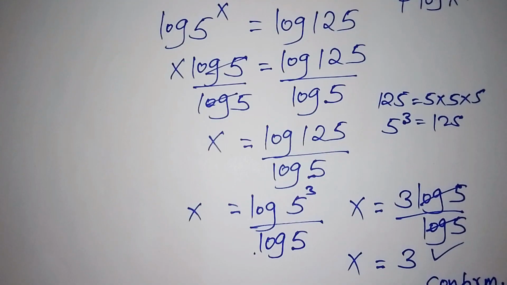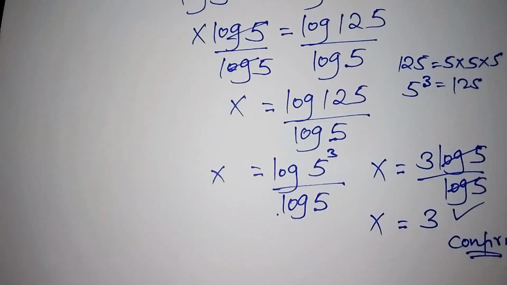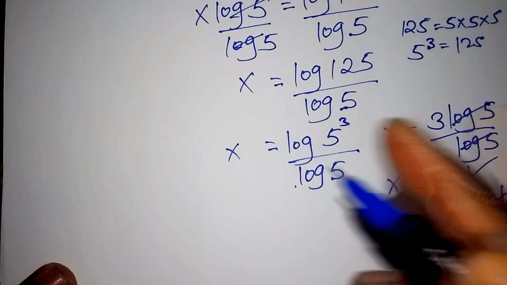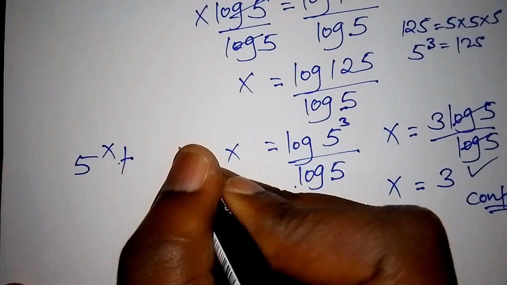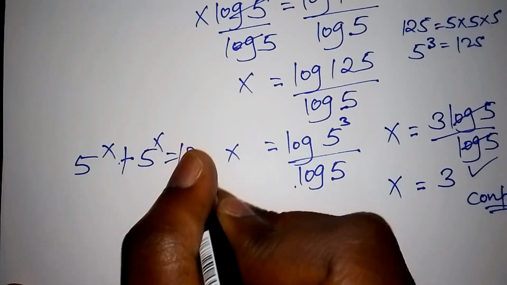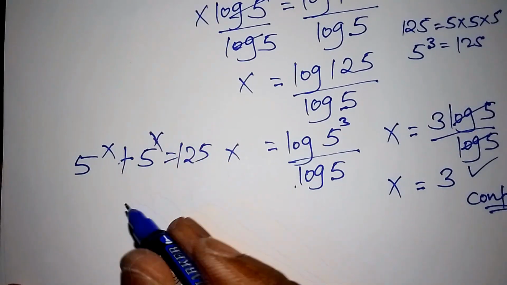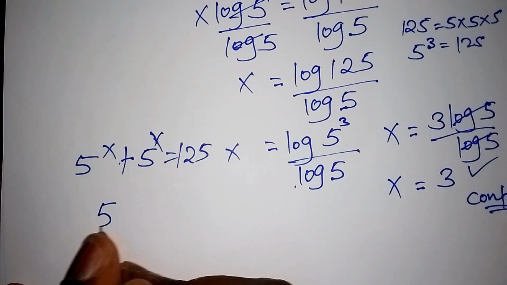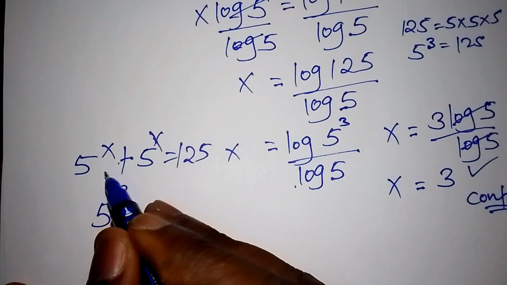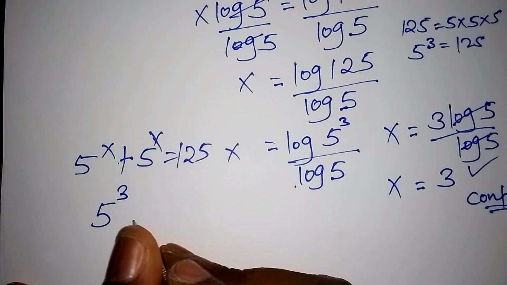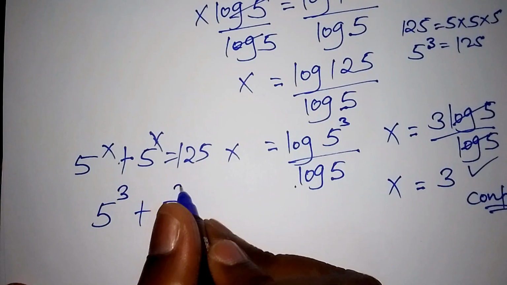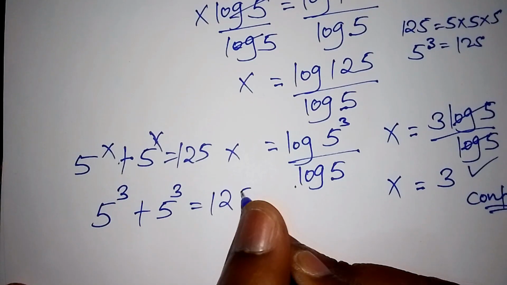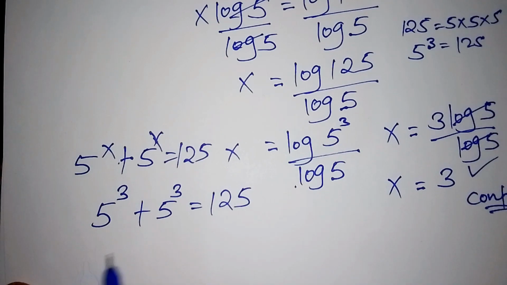So let's now confirm it. Initially we had 5 to the power of x plus 5 to the power of x. So we can confirm it. 5 to the power of x plus 5 to the power of x equals 250. Here we shall pick 5 to the power of 3, so instead of writing x, write 3. Then plus 5 to the power of 3. Now 5 to the power of 3 is equal to 125. That is 5 multiplied by 5 is 25.